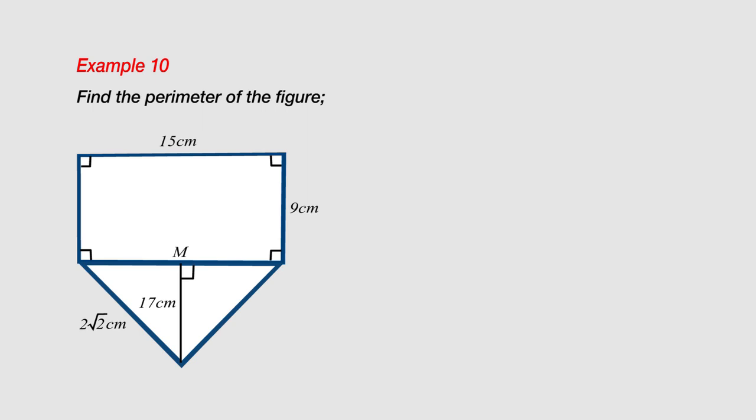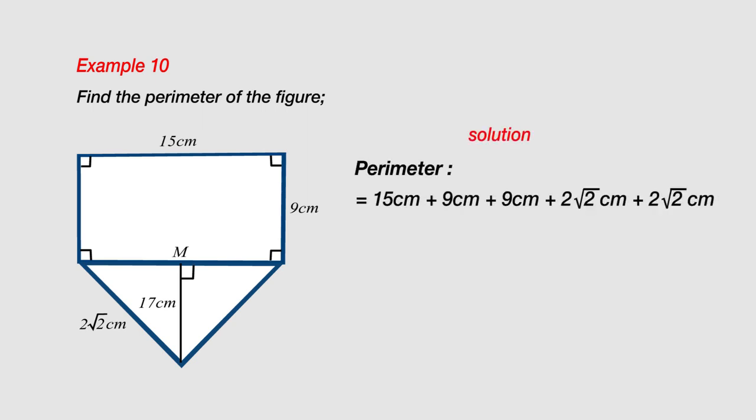So the perimeter here will be equal to 15 plus 9 plus another 9 plus 2 root 2 plus another 2 root 2 centimeters. We add all the numbers together and then we add the square root numbers together. So that gives us 33 plus 4 root 2 centimeters. You can leave your answer like that. Good.